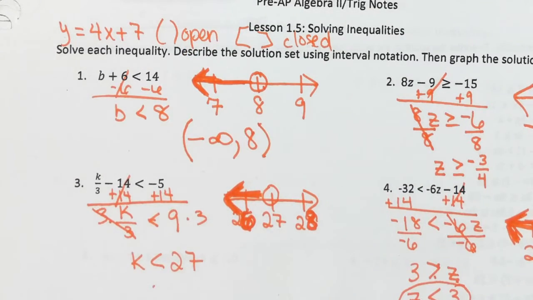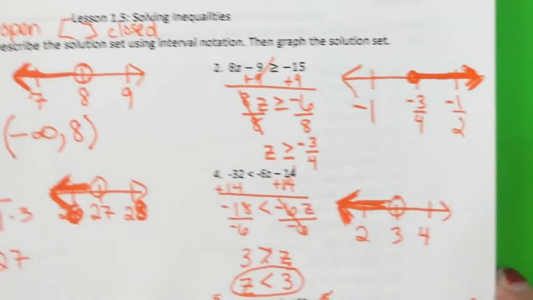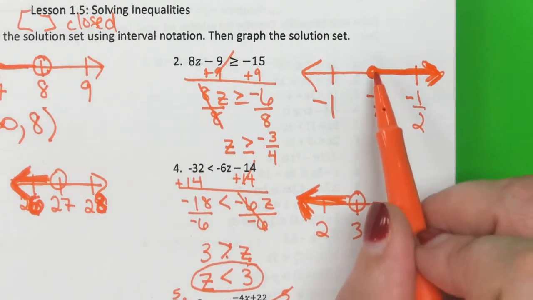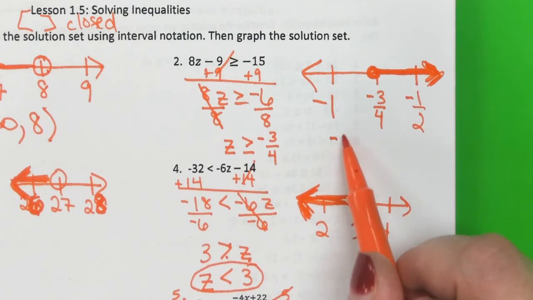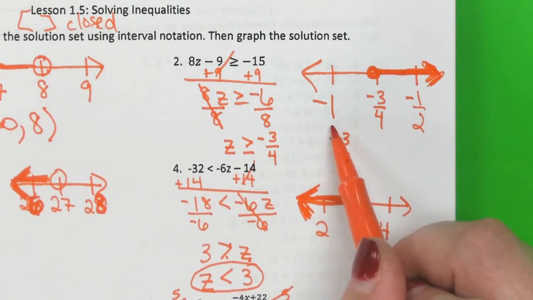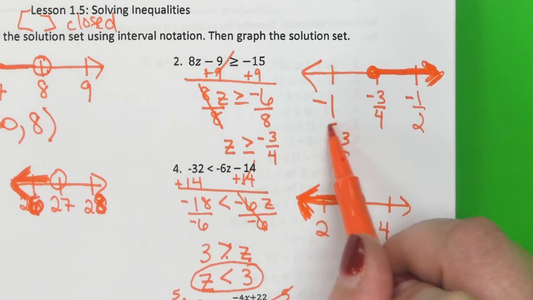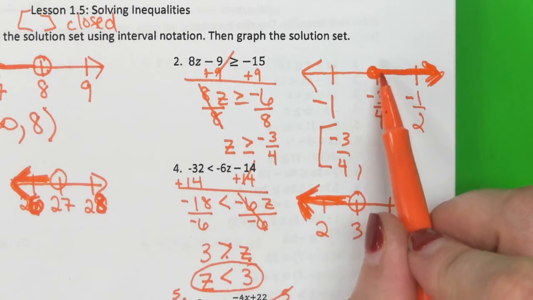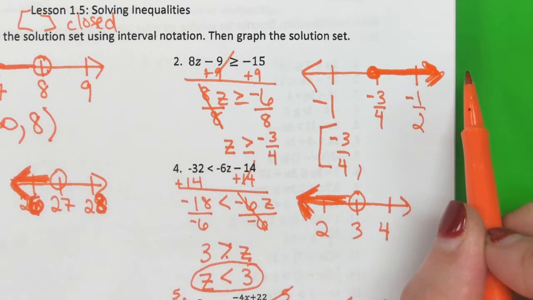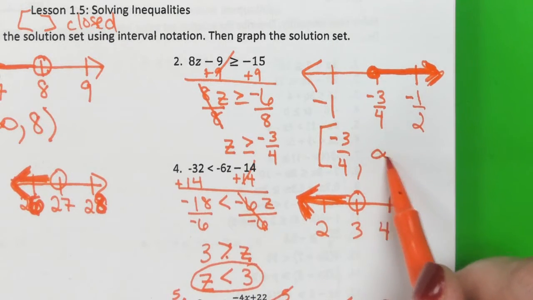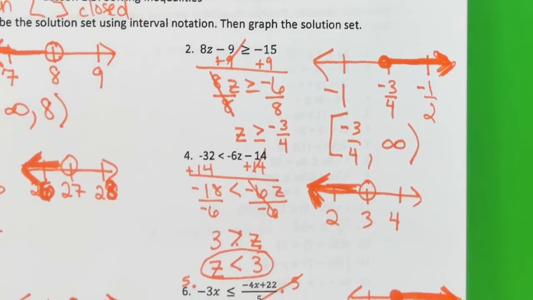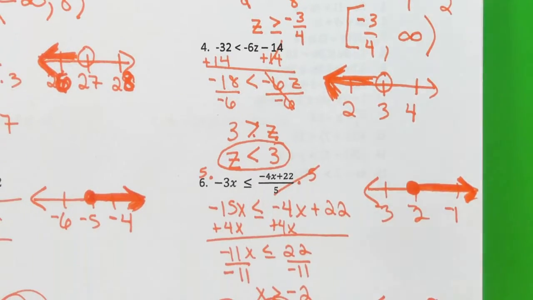That's interval notation. All right, let's go to number 2. Left to right. What's on the very far left is this dot, right? Negative 3/4. It is a closed dot, so it gets a bracket. Then to the right, it's going forever and forever. Which infinity? And infinities always get a parentheses. We're not done yet. We have 2 minutes. Do not pack up yet. Let's get to number 4, okay?